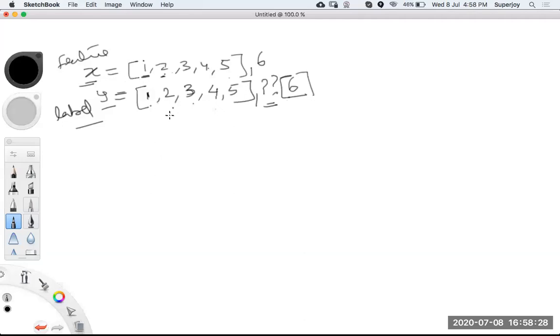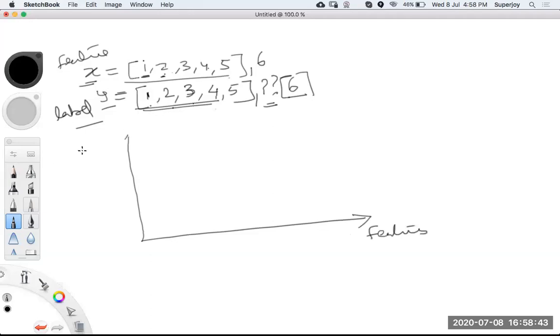If you look at this data, can we plot it visually, guys? Yes, we can. Let's say we use the x-axis for features and the y-axis for the label. Now see this: when x is one, y is also one, so we have a point here. When x is two, y is also two, we have a point here. When x is three, y is three. When x is four, y is also four. And when x is five, y is also five. So one, two, three, four, and five.